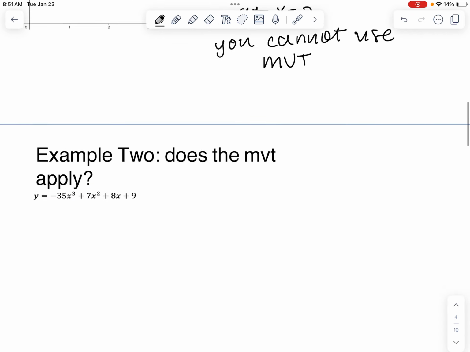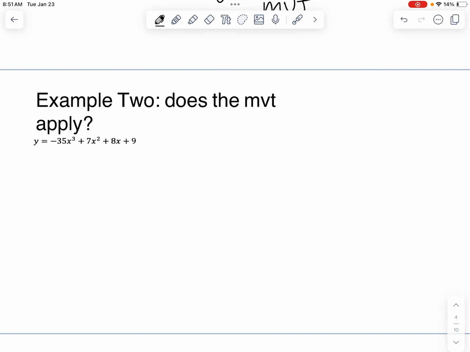Okay, example 2. Does the mean value theorem apply? So if you look at this function right here, this is a polynomial because it's x cubed. Everything about polynomials and lines and quadratics, they're all basic. You're never dividing by anything. There's just nothing complicated going on in a polynomial. And so the mean value theorem does apply. So I'm going to write yes because polynomials are continuous and they're differentiable on all intervals.